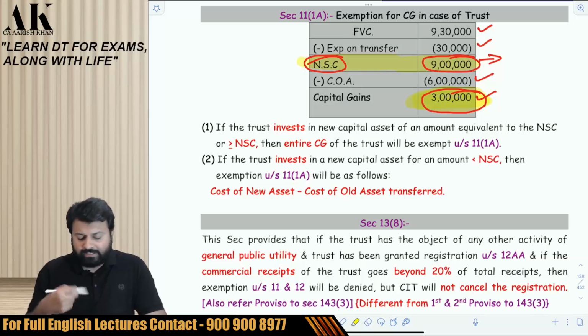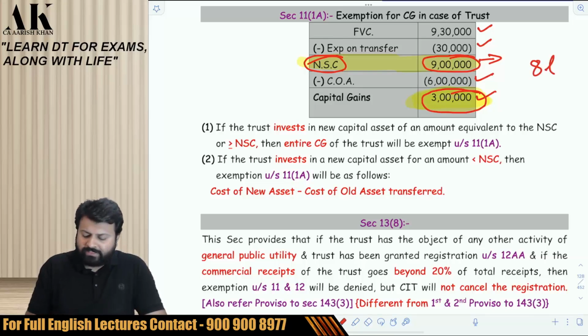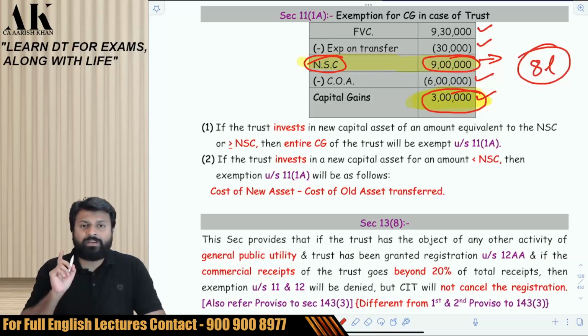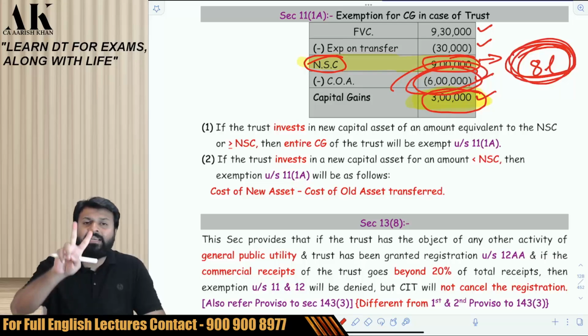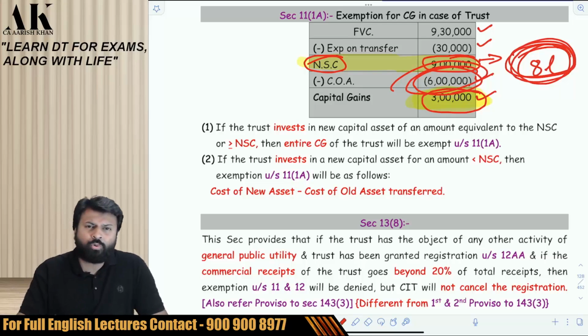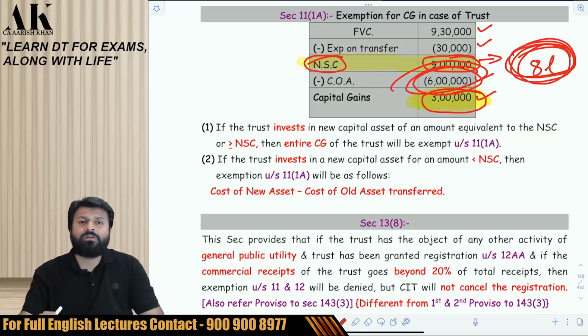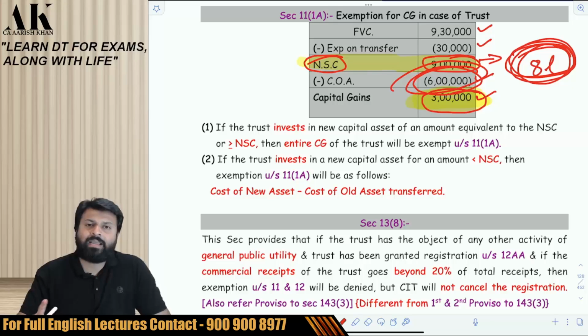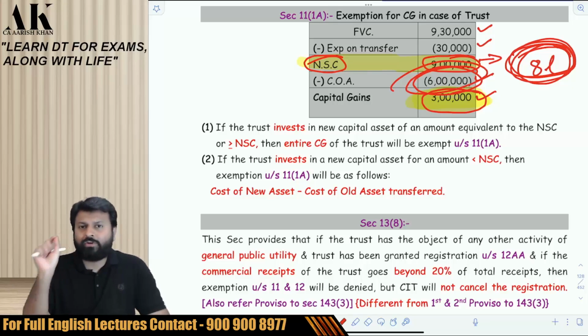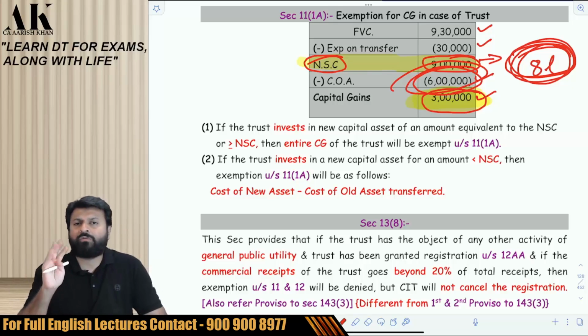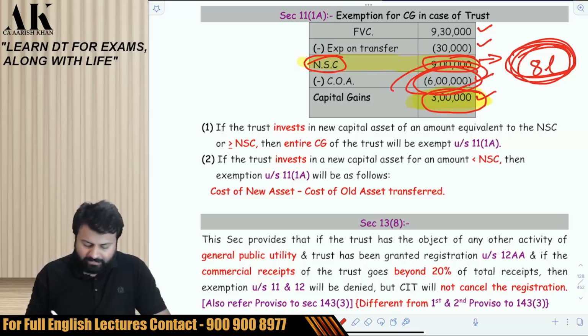So if the assessee does not invest 9 lakh, suppose if the assessee invests 8 lakh rupees, then the exemption will be restricted to cost of new asset minus cost of old asset, which is 6 lakh. Exemption will be only 2 lakhs and 1 lakh will be taxable. So if the assessee wants to claim entire exemption, then the assessee has to invest entire 9 lakh rupees net sale consideration. If he invests less than that, then the cost of new asset minus cost of old asset, the differential amount will be exempt and the balance amount will be taxable, as you can see over here.